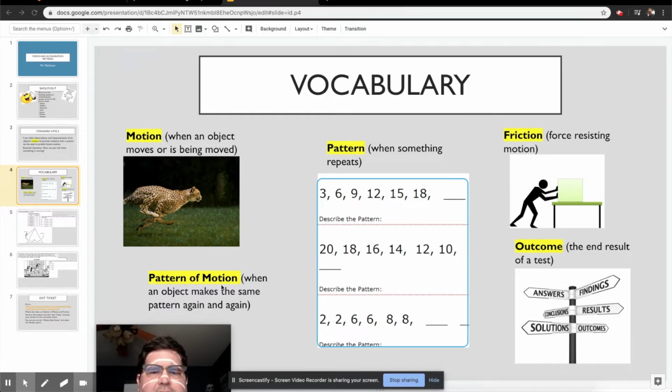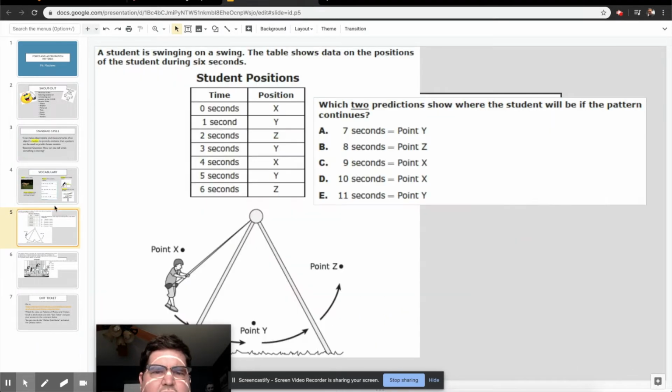Then we have pattern of motion, when an object makes the same pattern again and again. So when an object is making the same pattern of motion. And then we have the outcome or the end result of a test. So for example, some synonyms for the word outcome: answers, findings, conclusions, the results, the solutions, and then again the word outcome.